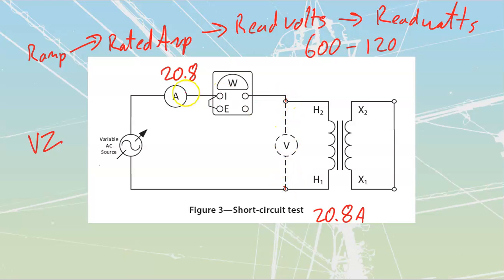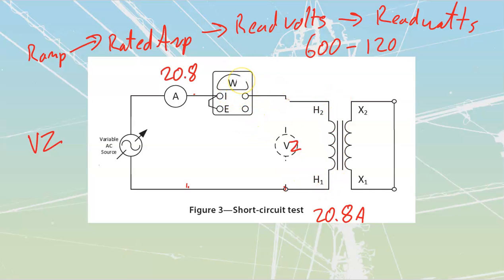We're measuring that VZ right over here, because it needs to be across the transformer, not across this side over here. Once I've got this at the proper current, I measure that voltage, record that VZ, and then I'm going to remove the voltmeter from the circuit so that my wattmeter is not reading any of it. Then I'm just going to measure with my wattmeter.